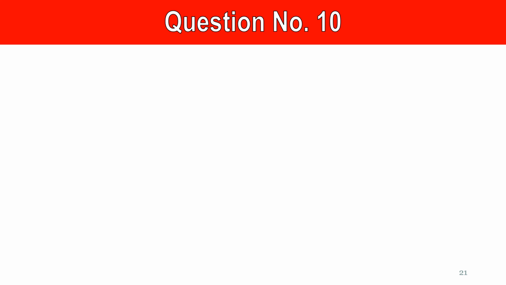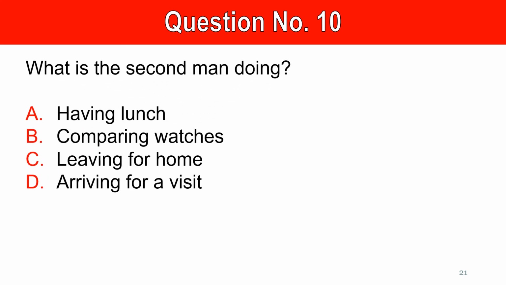Question number 10 for conversation 10. What is the second man doing? A. Having lunch. B. Comparing watches. C. Leaving for home. D. Arriving for a visit. To check your answer, let's see the subtitle of Conversation 10.